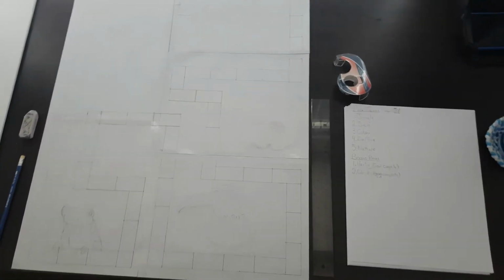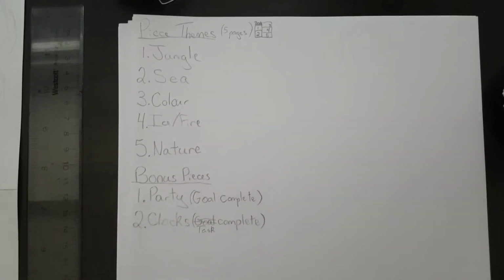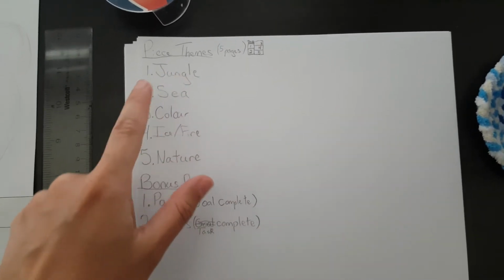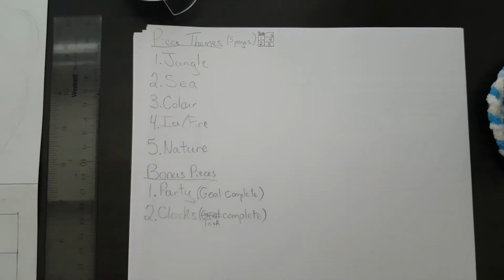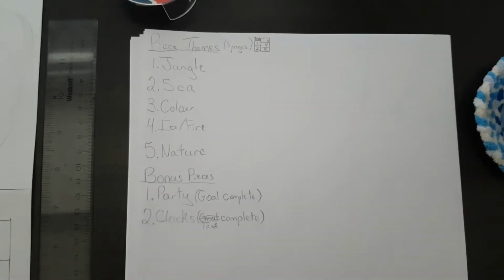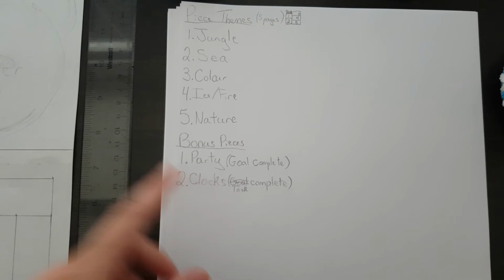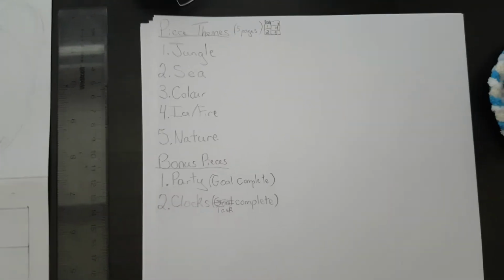But right now, let's take a look at the first piece of the gaming puzzle. Whoops, hold on, let's switch this. There you go. So here is the first piece. That's this one of the smaller styrofoam pieces. I kind of have what I'd like laid out. So there's 5 of that size of pieces, like the jungle, sea, color, ice and fire, and nature as the theme of the pieces. And then there's these 2 bonus pieces, which I'm not quite sure what I'm going to do with yet.